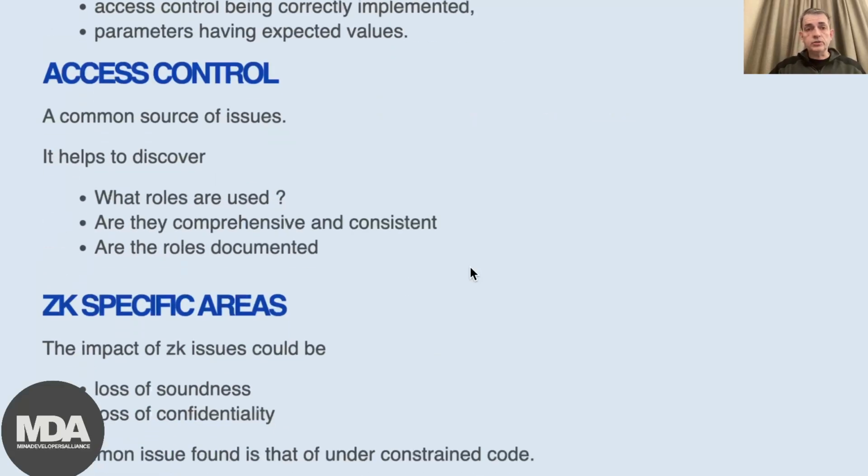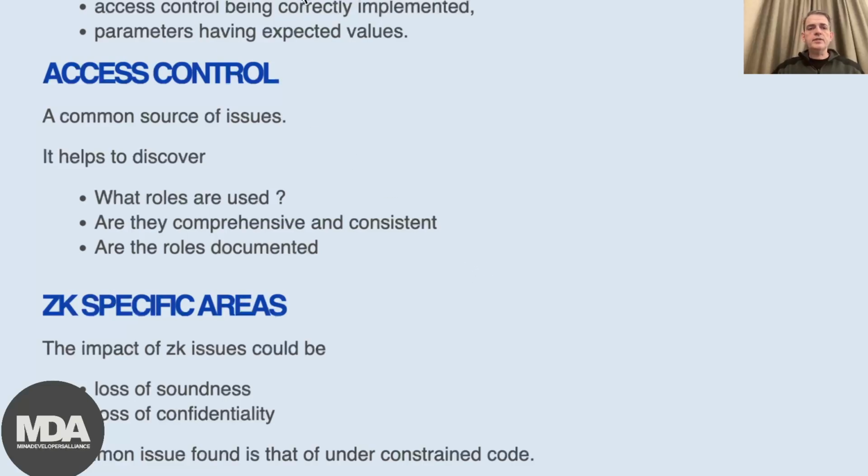So I've mentioned access control because this is a very common source of problems. And so it helps to really focus on this and to find out what roles are there in the system. Are these roles comprehensive, and are they consistent? And are these roles documented? Obviously, if they're documented, this is going to make your life much easier. If they're not documented, it's worthwhile documenting them for yourself and asking the client if this is indeed correct, if these are the roles that they intended.